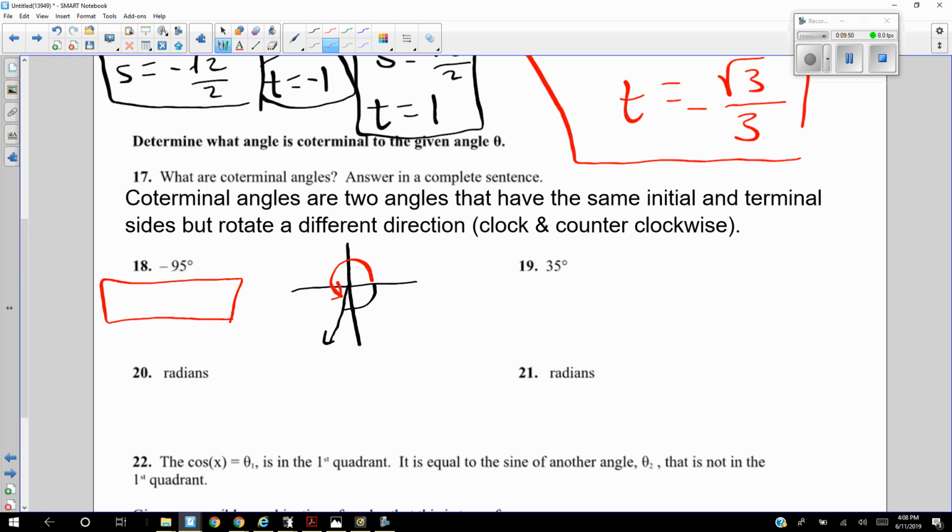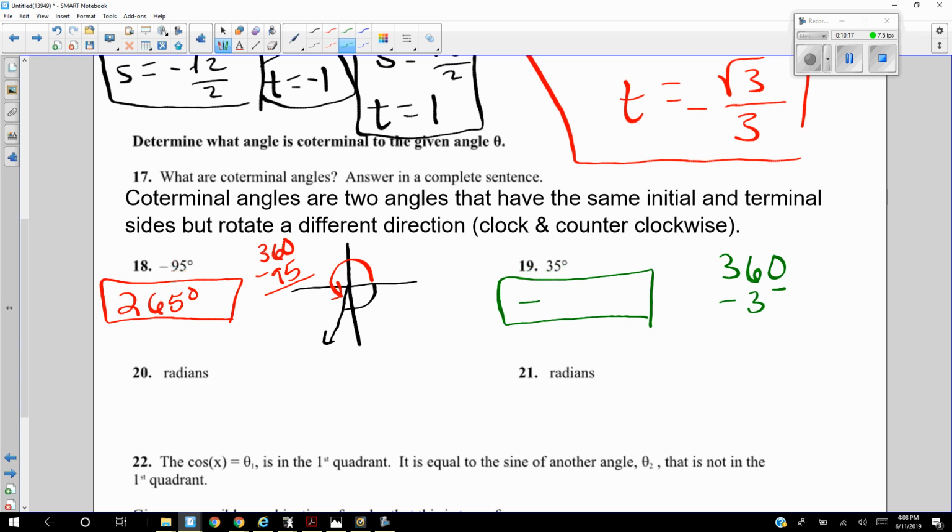We've rotated clockwise. So the rotation coming from the other direction is going to be a positive angle. So we know our answer is going to be positive something. And to figure out that positive something, since there's 360 degrees in a full circle, we're going to take 360 and subtract 95, and you end up getting positive 265 degrees. Number 19, the original angle is positive, so that means the coterminal angle is going to be negative. It's going to be coming from the other direction. Together they're going to make a full revolution, so 360 minus 35 is 325. And you just have to remember to stick a negative on there. Remember, it's the absolute value of those two numbers that add up to 360.